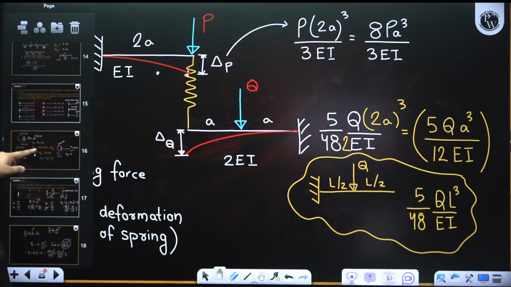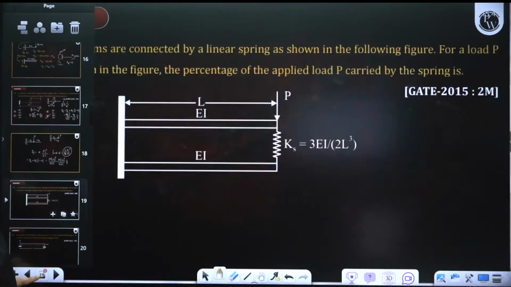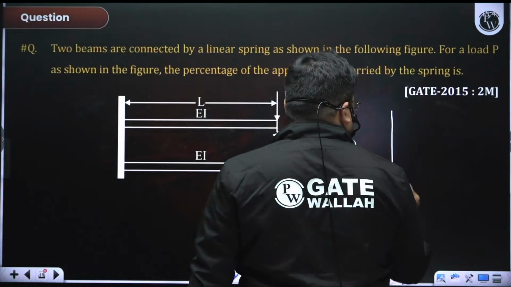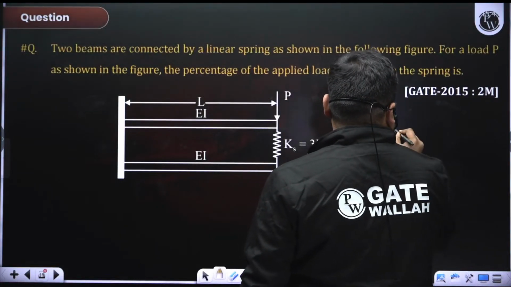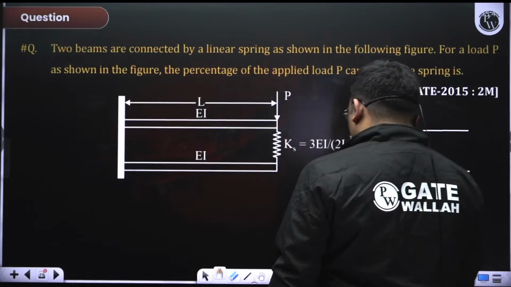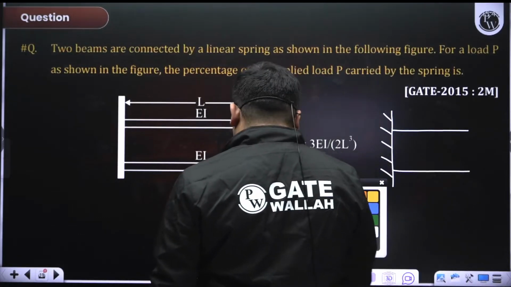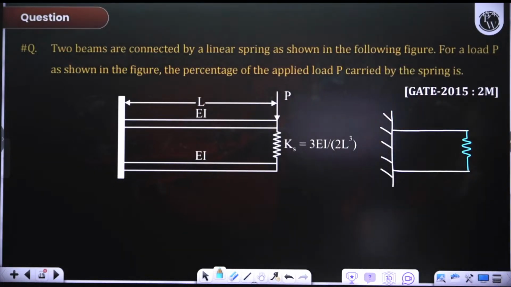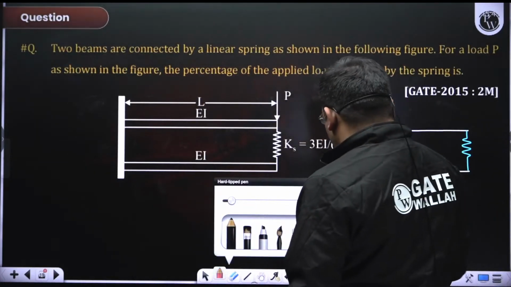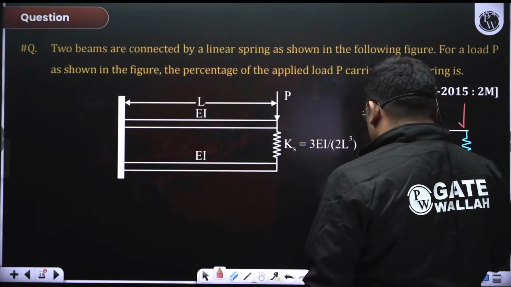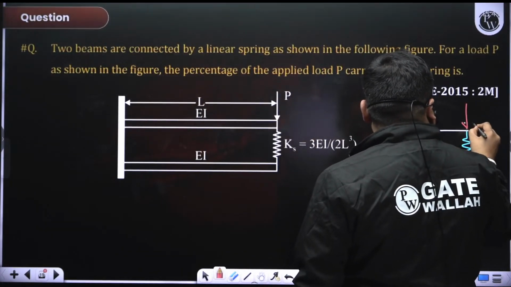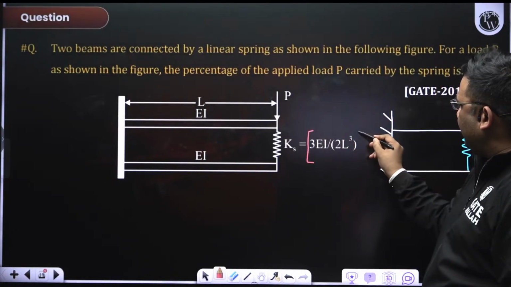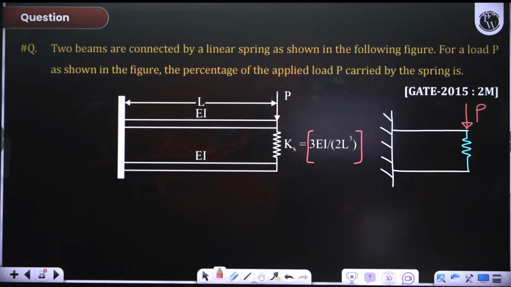We'll solve this question which was asked for springs. See here two beams are there. I'll redraw this diagram for you. There are two beams which are connected by a spring, like this. And then there is a point load P acting here, and this spring has a stiffness K, and the expression for K is given.